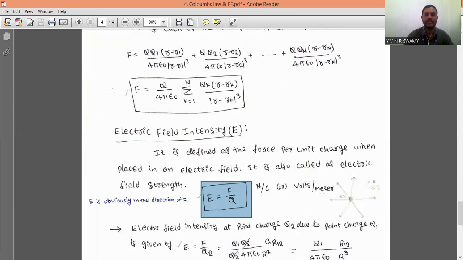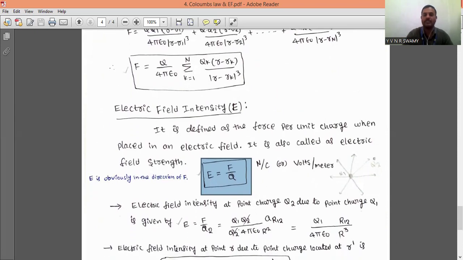Volts per meter. So force is a vector, having direction as well as magnitude. Then electric field intensity is also a vector, with magnitude and direction. And electric field intensity is obviously in the direction of the force.